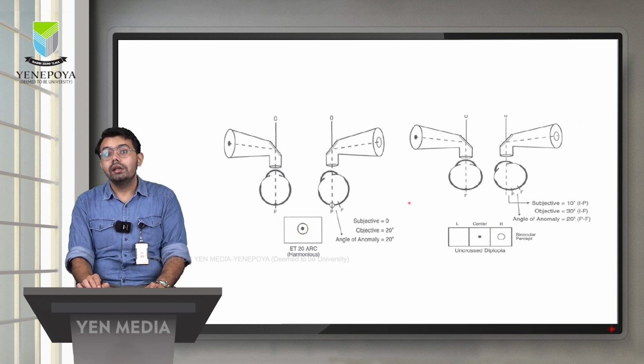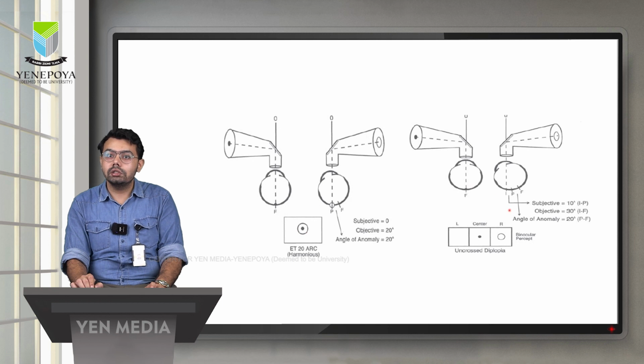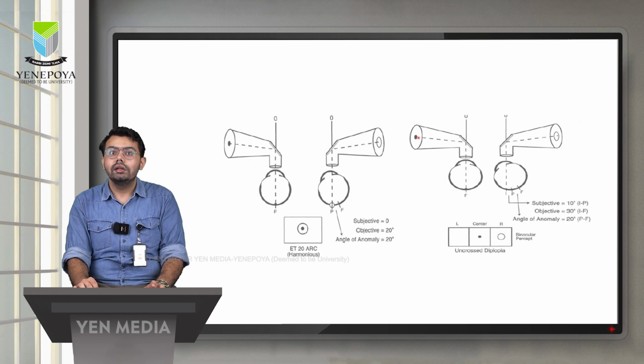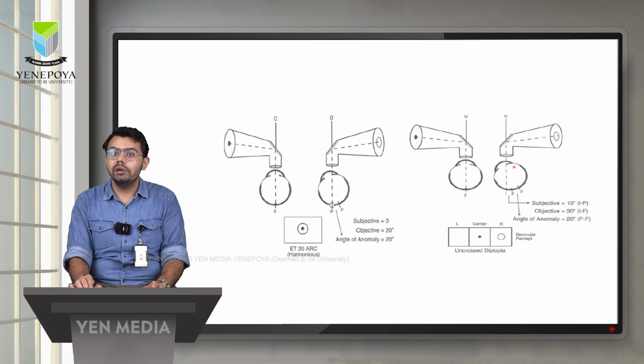If a patient is having an uncrossed diplopia, it means the right eye is seeing a white circle which is not falling on the fovea or the pseudofovea, and the left eye is the normal eye which is not deviated. It is seeing a black dot which is falling at the fovea. The patient will perceive an uncrossed diplopia, meaning the right eye image will be on the right side, and the left eye image will be on the left side.